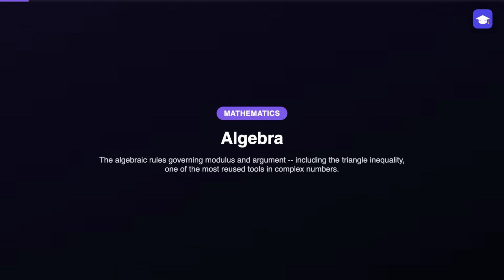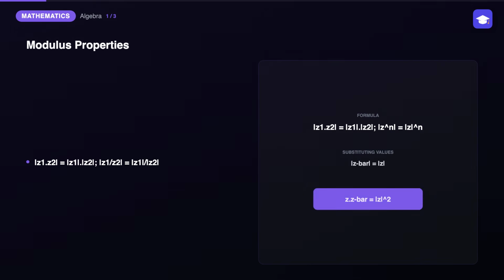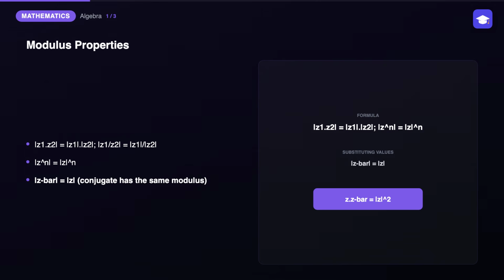Today's topic is the algebraic properties of modulus and principal argument, including the powerful triangle inequality. Let's begin. The modulus of a product of two complex numbers equals the product of their individual moduli: mod of z1 z2 equals mod z1 times mod z2, and similarly for a quotient, mod of z1 over z2 equals mod z1 over mod z2. These multiplicative properties extend directly to any number of factors and specifically to powers. Mod of z to the power n equals mod z to the power n.